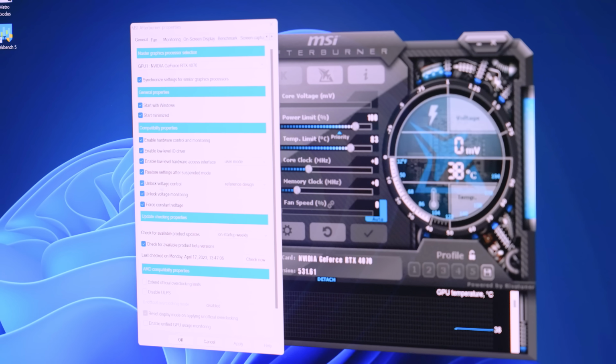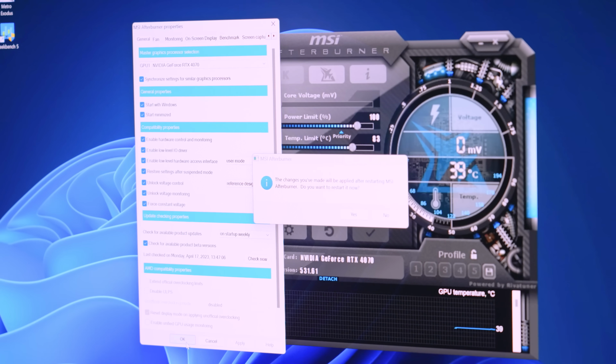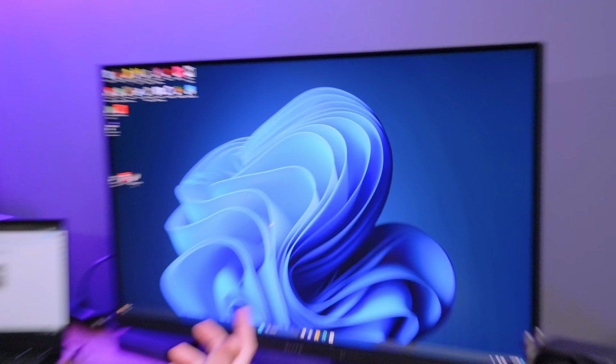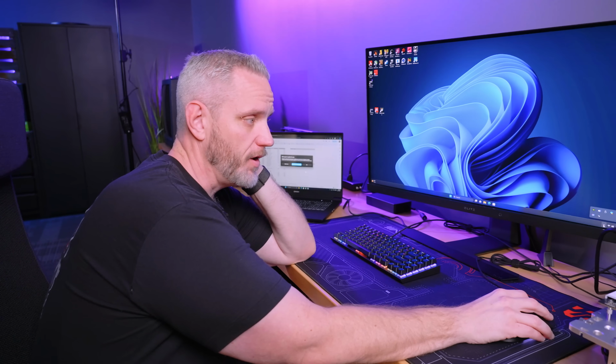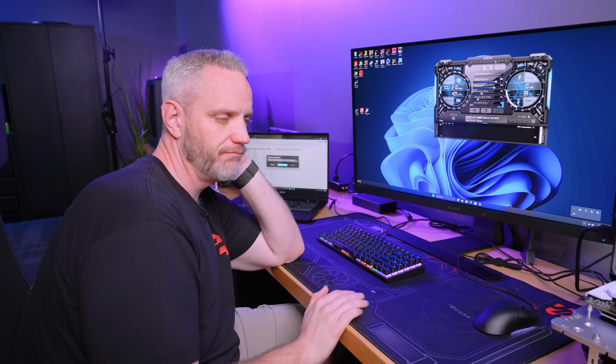But you see, I do have the unlock voltage control, voltage monitoring, force constant voltage. I've tried reference design, third party extended. No matter what, we do not get a slider. And normally we would, even with a brand new graphics card. So it's kind of interesting to me that I can't move that curve. So that's problem number one with overclocking this card.